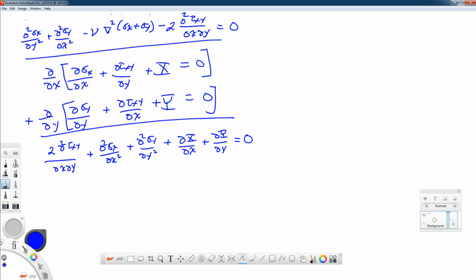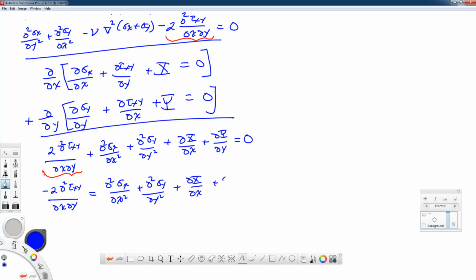Alright, so if you notice in the equation that I had written down at the top of the page, I have this term, and it looks a whole lot like this term. In fact, I can solve for that term. I'll go ahead and write it down. If I bring this to the other side, I'm going to have minus 2 second partial derivative of tau xy with respect to x and y is equal to these terms that I'm writing down here. And it's important to understand that we are looking at 2D elasticity problems right now.